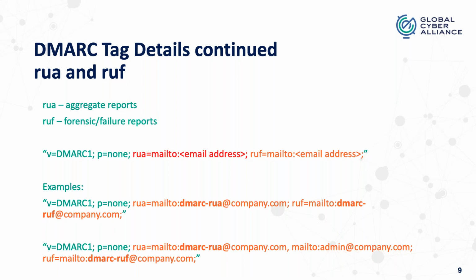Okay, and the other key thing I neglected to mention is that after the P tag, the order doesn't matter. So you can go v equals DMARC1; p equals none; RUF equals, and then RUA equals. That's fine. It'll still work. But the V and the P tag have to be first. Everything else after that you can pretty much put in any order you want.